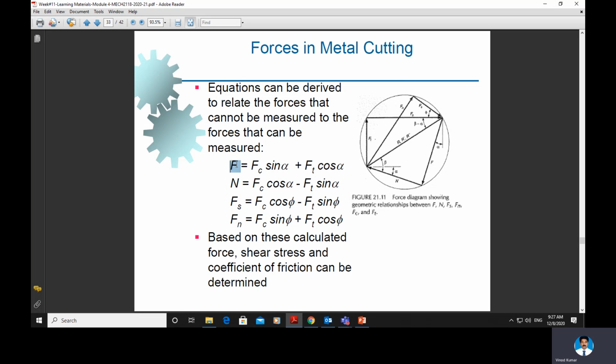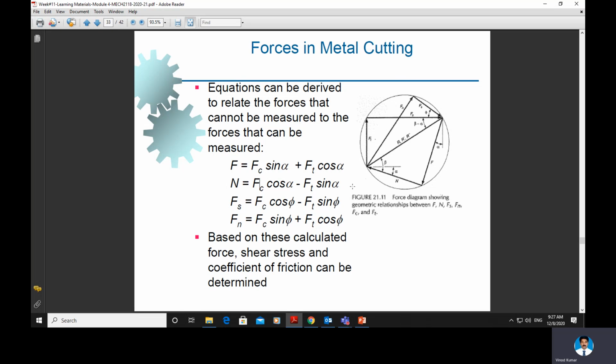So what is the frictional force? Frictional force equals Fc sine alpha plus Ft cos alpha. Alpha is the rake angle, Fc is the cutting force and Ft is the thrust force. The normal to the frictional force is Fc cos alpha minus Ft sin alpha. Shear force is Fc cos phi minus Ft sin phi. Fc is cutting force, Ft is thrust force, phi is the shear plane angle. Similarly, Fn, the normal to the shear force, is Fc sin phi plus Ft cos phi.